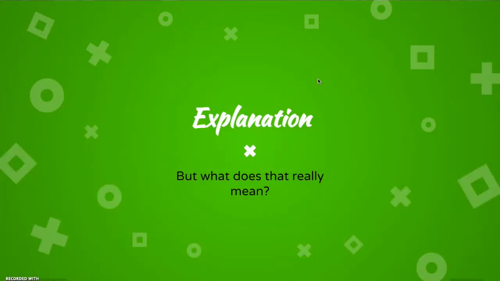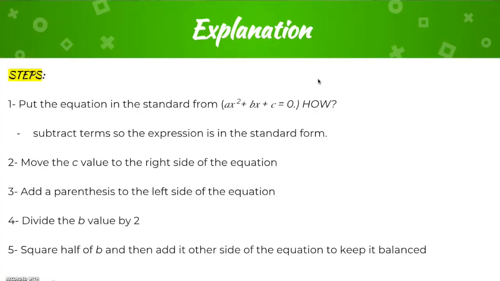Now I will explain step by step. In the beginning, it's gonna sound very confusing, I know that, but it's gonna make more sense when we apply the step-by-step process to the examples. So first of all, you need to make sure the equation is in the standard form, which is ax squared plus bx plus c equals 0. But the real question is how? So you should subtract or add terms so the expression can be in the standard form.